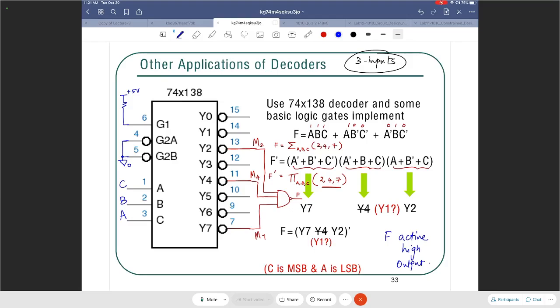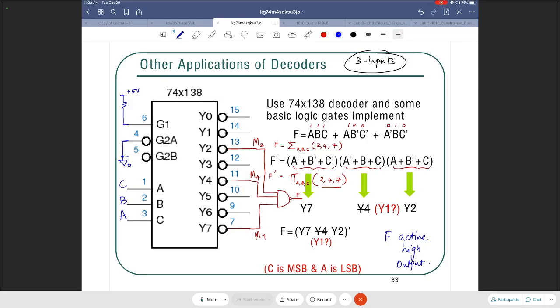Questions about this? So this is how we have implemented the function. We have given 3 inputs, A, B, C. We have got the output F. In the middle, there is a 3 to 8 decoder, an enabled 3 to 8 decoder, and we were able to implement the function that way.